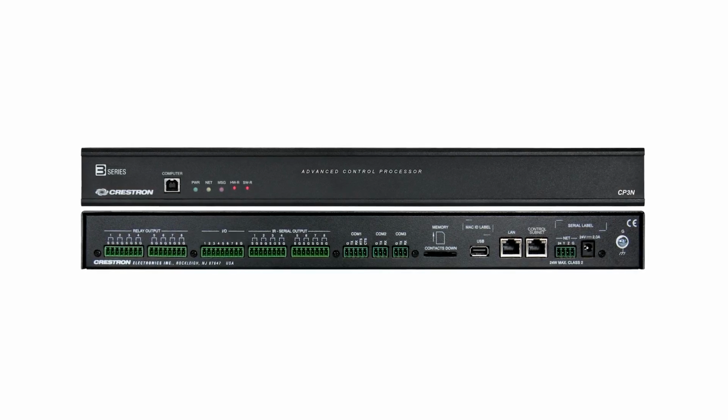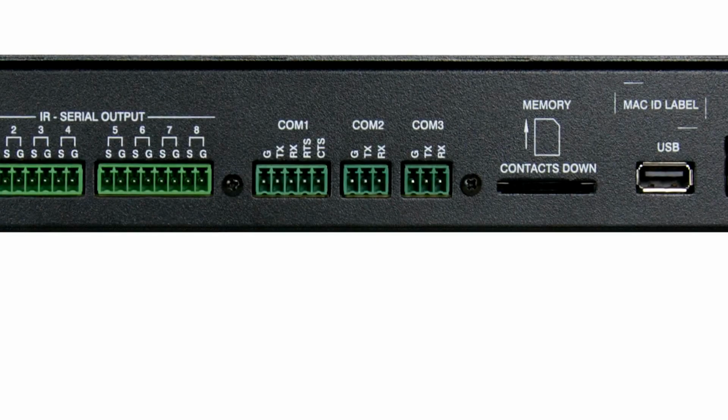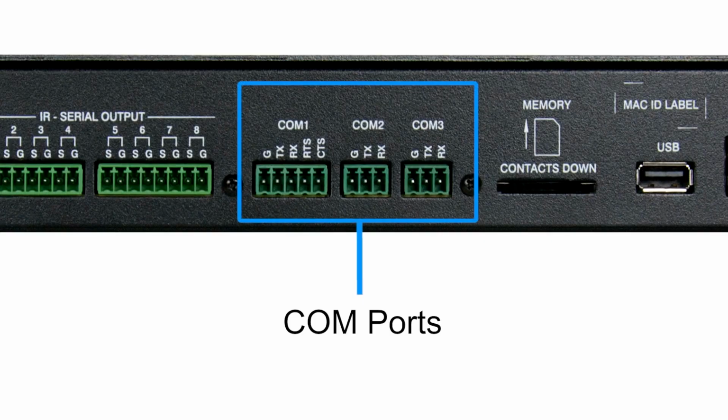Shown here is the CP3 control processor. Here are the communication ports, commonly called COM ports. 3 are available on this processor. Serial communication can be bidirectional. This means that a control processor could send a command to the device and then receive a response from that device, providing real-time feedback. Some COM ports can support different protocols.